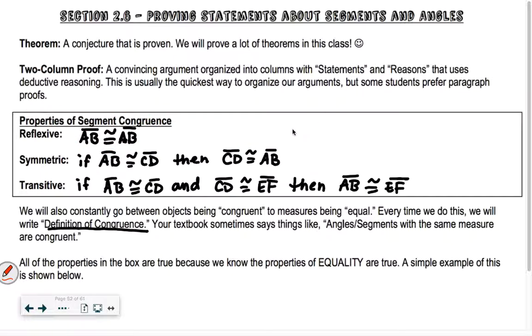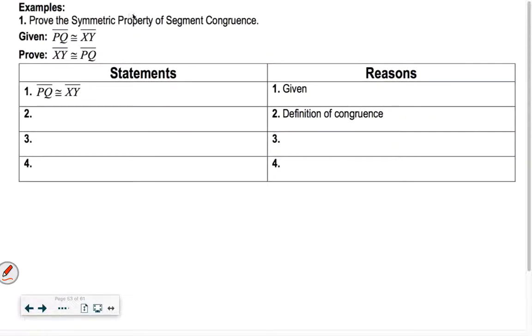So your textbook sometimes says things like angles or segments with the same measurement are congruent. We're just going to write definition of congruence. Okay. All of the properties in the box are true because we know the properties of equality are true, so a simple example of this is shown below. It says prove the symmetric property of segment congruence. So I'm never going to ask you this on the test, but here's what we're doing.